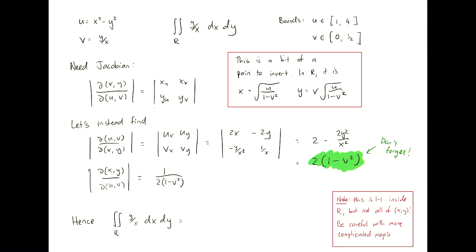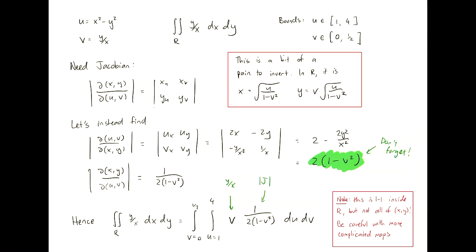So our integral becomes the integral from v equals 0 to a half, the integral from u equals 1 to 4 of v, which was our integrand, y over x, and then the absolute value of our Jacobian, 1 over 2, 1 minus v squared. So this is the absolute value of J, du dv. And this is particularly nice because u vanishes entirely. So you can just multiply this thing by 3 to deal with the u integral, and you've got an easy single variable integral that you can do with partial fractions or type into Mathematica.